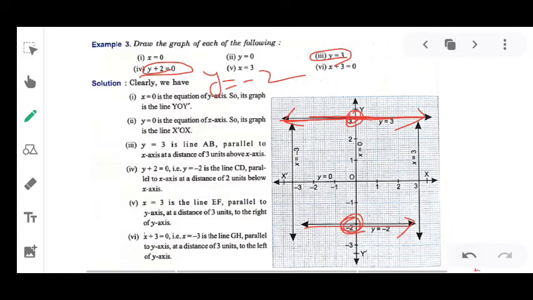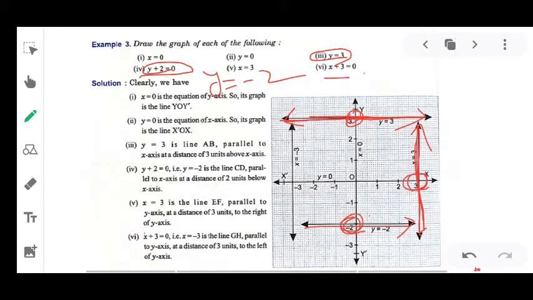Then x equal to 3. So find out where 3 is on the x-axis. So this is 3. Now at this point draw a line parallel to the y-axis. This is x equal to 3.